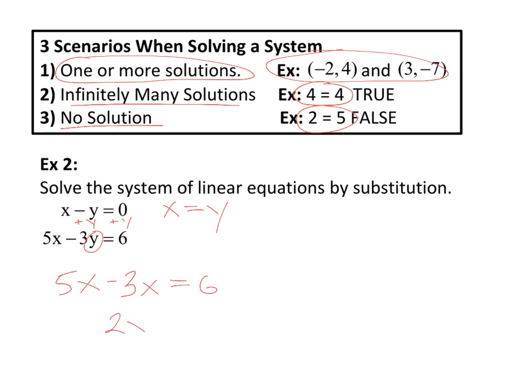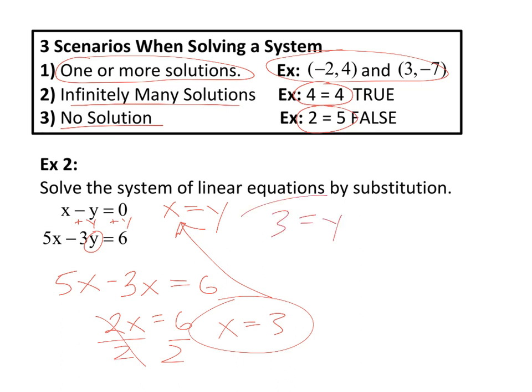Then I get 2x equals 6, divide by 2, x equals 3. That's one piece of information. Now all I do is plug it into any equation and solve for y. So 3 equals y. So my answer is (3, 3). Done. Let's do another example.